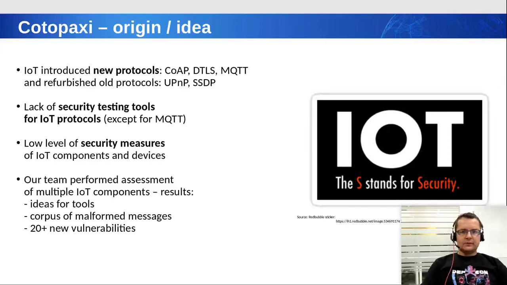What was the idea for Cotopaxi? One thing is that the overall security level of IoT devices is still very low, so there is a lot of testing to do. Another topic is that there are new protocols used mainly in IoT devices like CoAP, DTLS or MQTT, and most of these new protocols are not supported by security testing tools.